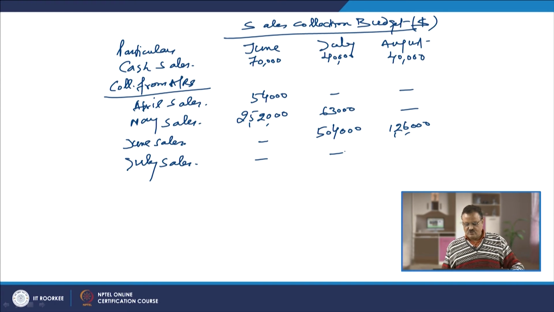We have already collected in July the cash part, that is 40,000, and for the remaining amount, 80% of the 90% of the sales of July we are going to collect in the month of August, and that works out as $288,000.